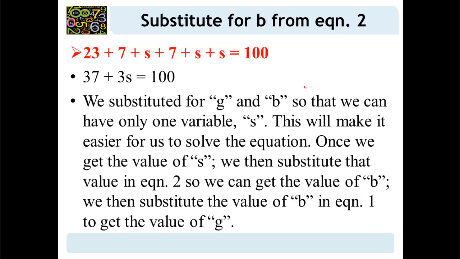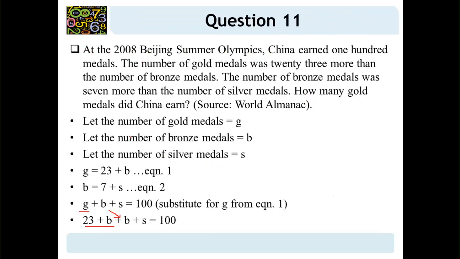Once we get the value of S, we then substitute back. If we get S, we substitute it back in equation 2 to get B. And once we get B, we substitute it back in equation 1 to get G. So that is how we will get the number of gold medals.